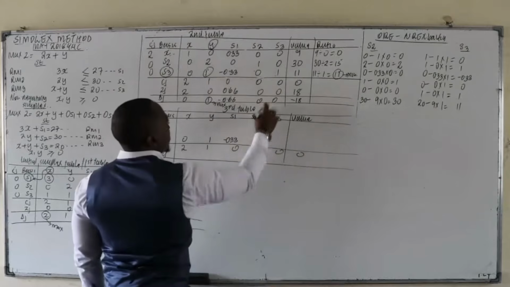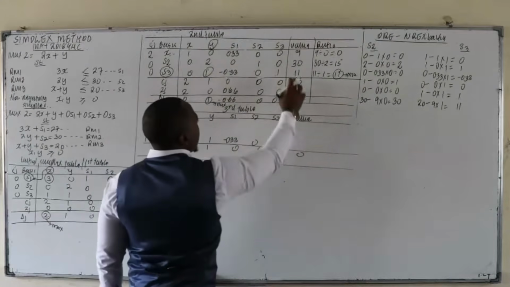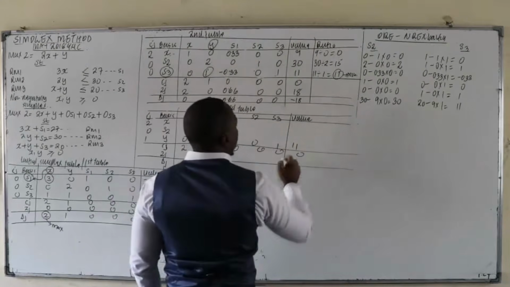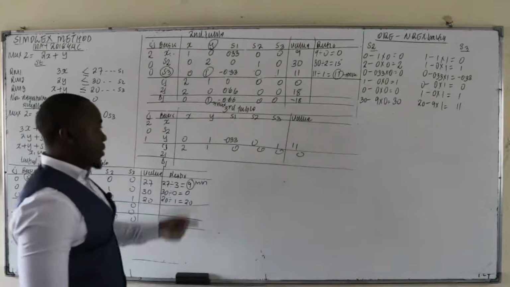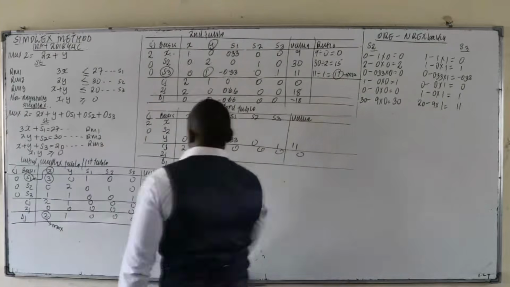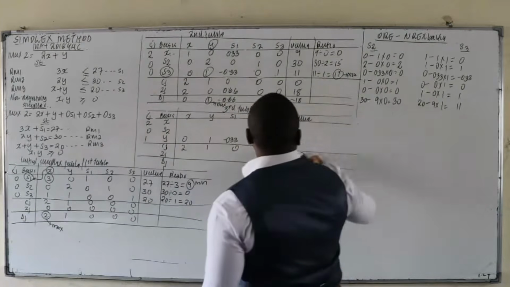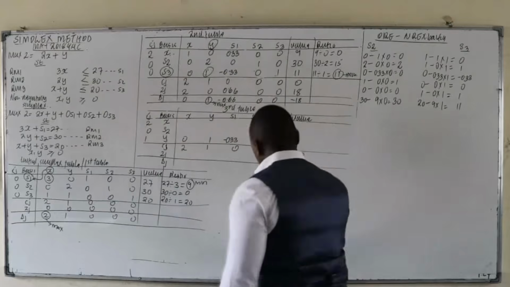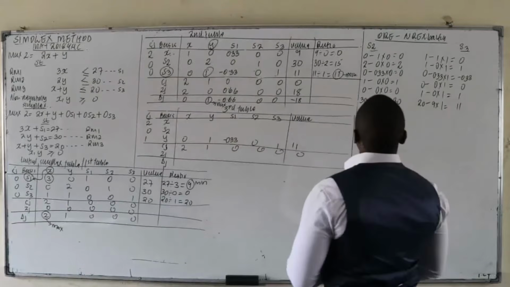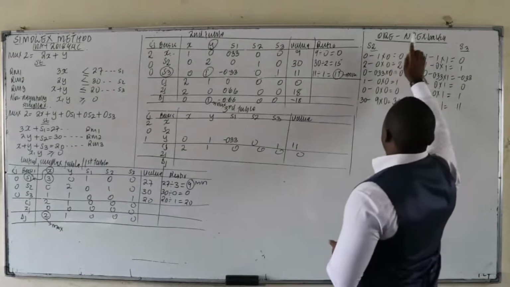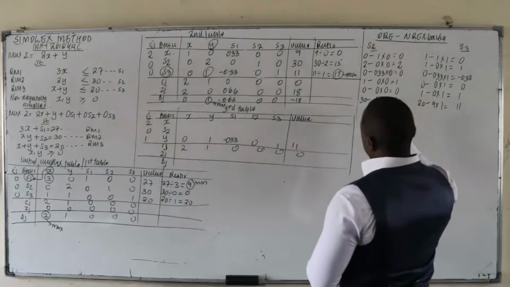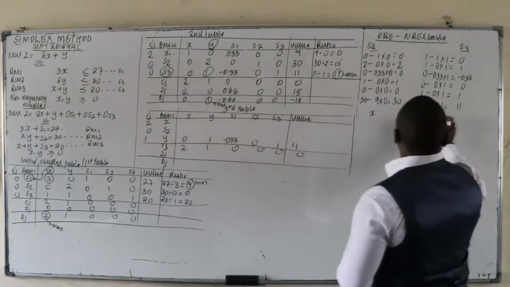That one is 0. 1 divided by 1 is 1. 11 divided by 1 is 11. So now we have our new row element. What about x and s2? To get x and s2, use the formula: original row element minus new row element times the balancing figure. So we need it for x and s2.